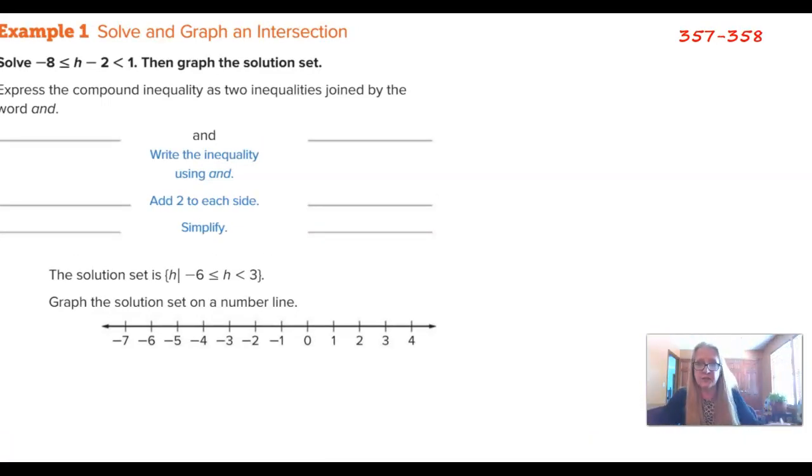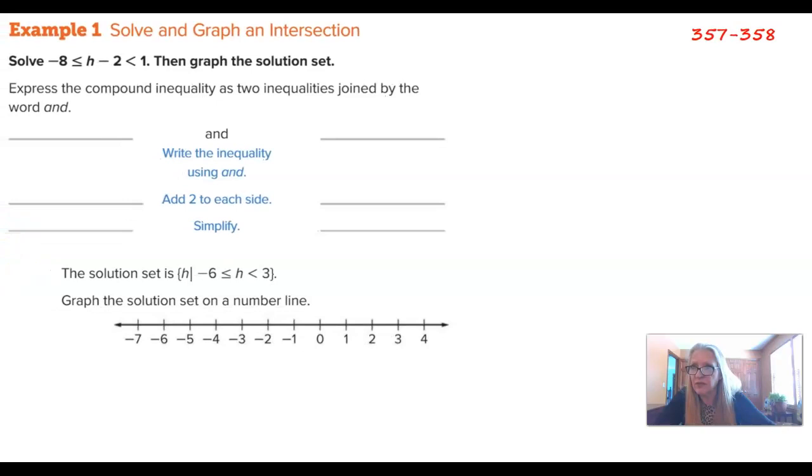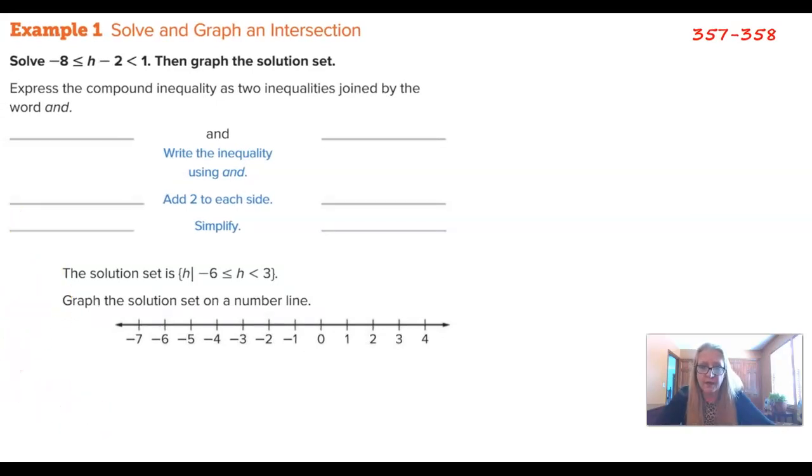Okay, what you would do for starters, and let me move this just a smidge. There we go. All right, so what we would do here is we're going to write this as two separate inequalities. We're going to write this as -8 is less than or equal to h minus 2. And then we're also going to write h minus 2 is less than 1. Here, we're trying to get h by itself, so we're going to add 2 to both sides. Add 2 to both sides, and that will give us -6 is less than or equal to h over here.